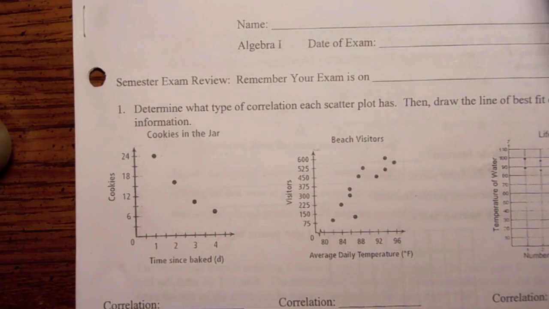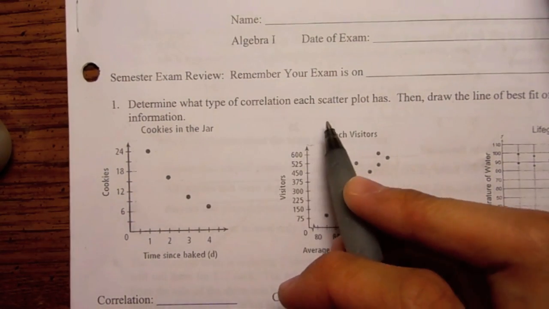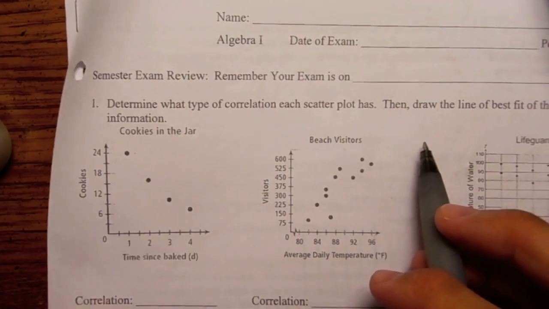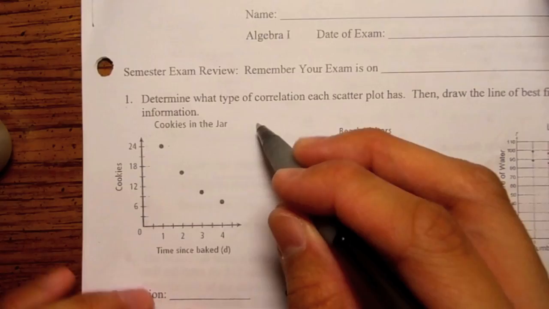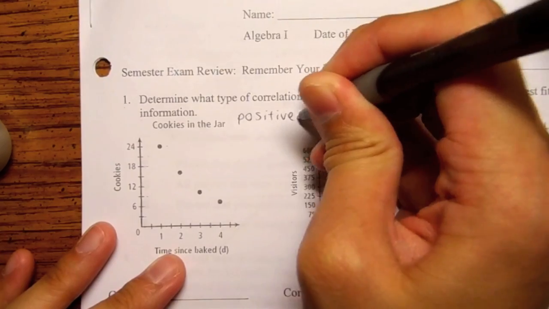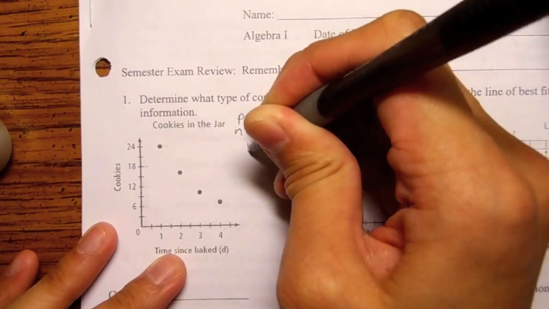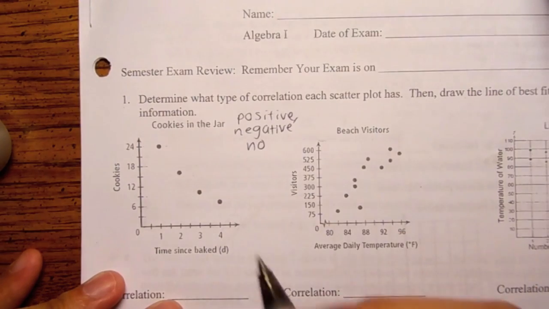Alright. Number 1 says, determine what type of correlation each scatter plot has. Then draw the line of best fit of the information. In correlation, we have either positive, negative, or no correlation. Alright, those 3 options.